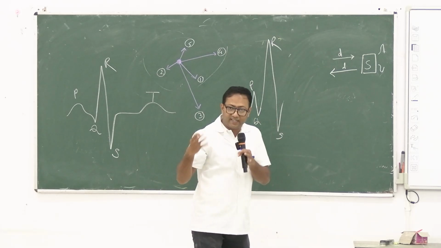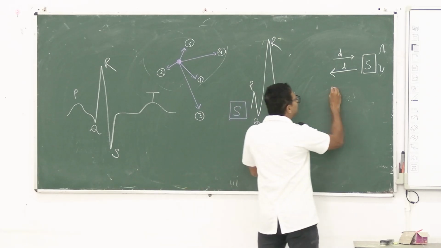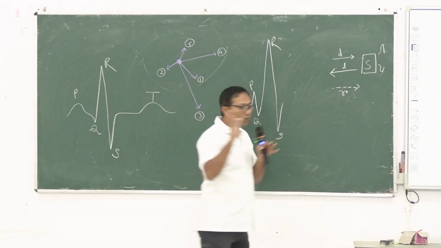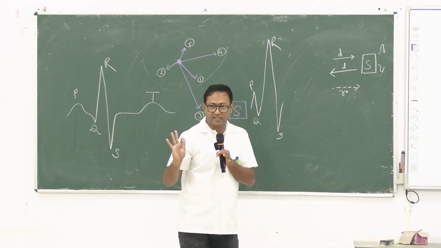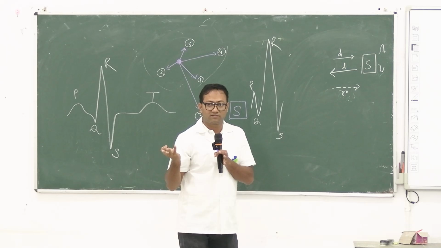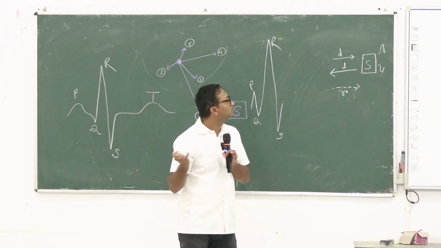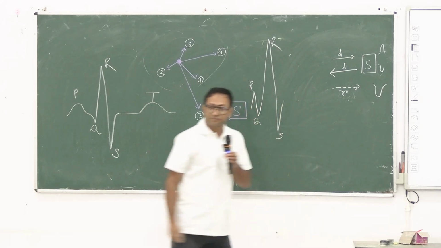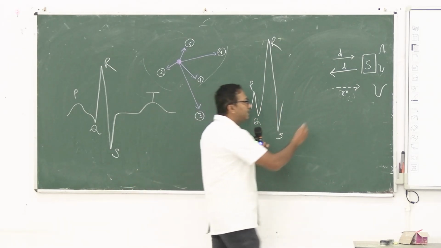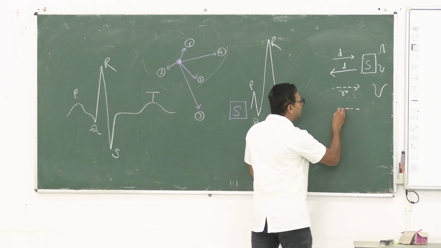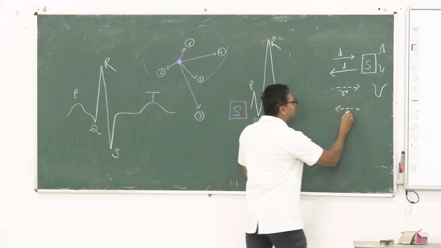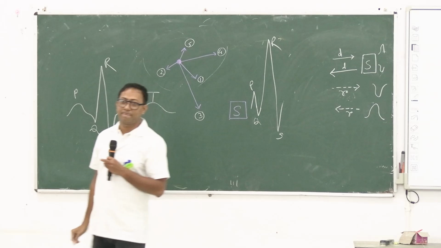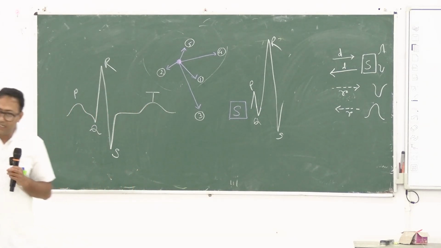A repolarization wave traveling towards the sensor gives a negative signal. A repolarization wave moving away from the sensor gives a positive signal. Clear?